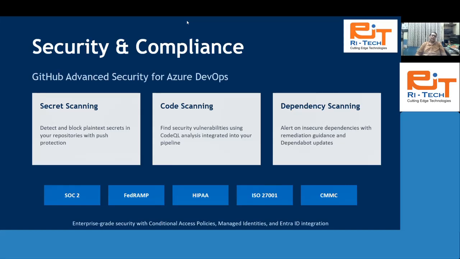So it implements SOC 2, FedRAMP, HIPAA, ISO 27001, CMMC. So all security compliances it will have built in Azure DevOps. The enterprise gets security with conditional access policies, managed identities, and Entra ID integration. You'll get all this under one roof called Azure DevOps.